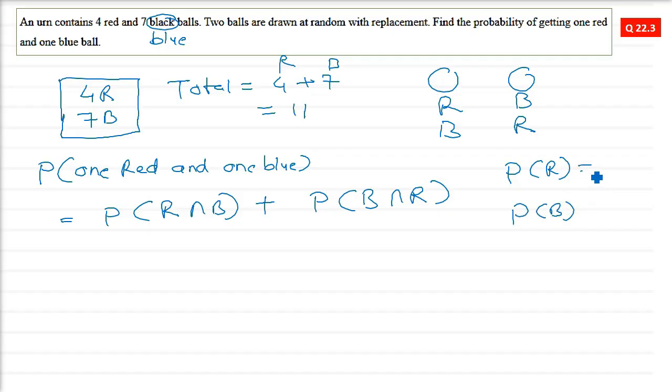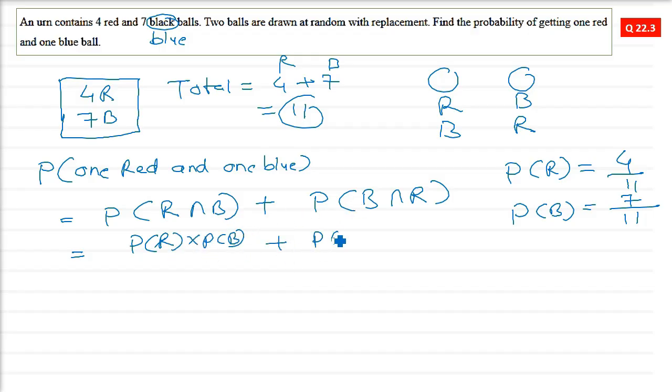Probability of red and blue we have to find out. In both these, the denominator remains the same because the total balls are 11, which we have already computed. Red are how many? 4. 4 divided by 11. The blue are how many? 7. 7 by 11. Now since these events are done with replacement, they are independent events. So P(R intersection B) will be PR into PB. P(B intersection R) will be PB into PR. So twice of PR into PB actually we are working on.